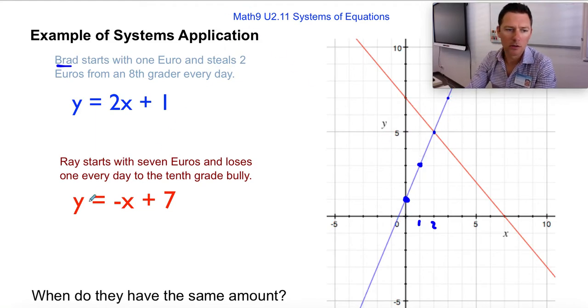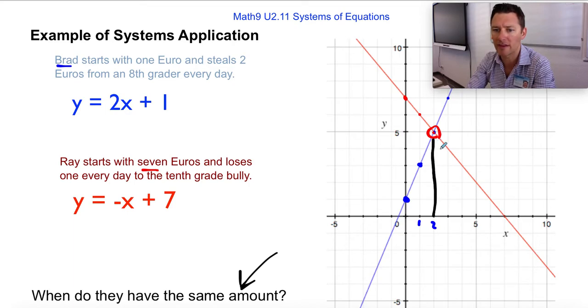Ray, red, starts with 7, but he's kind of a mess, and he loses 1 every day to a 10th grade bully. So, bullying isn't funny. He starts with 7, and every day he loses 1. So you can see that this will be a solution to the equation about when do they have the same amount. Well, on day 2 they'll have the same amount. How much will that be? 5 euros. That's why (2, 5) is a solution to these equations.